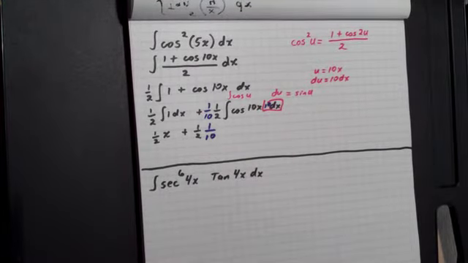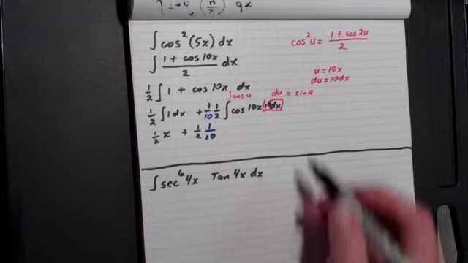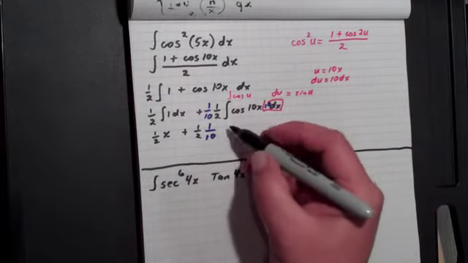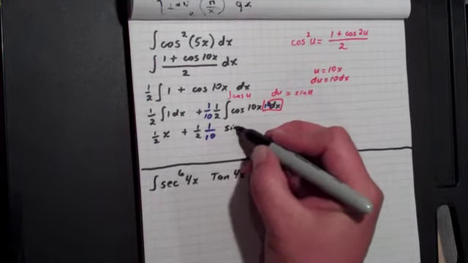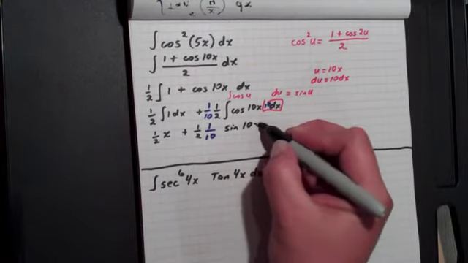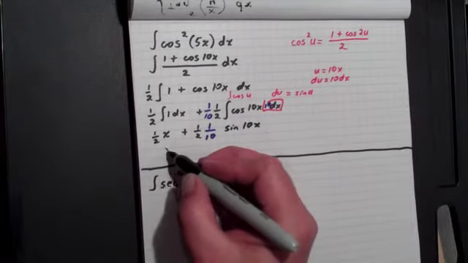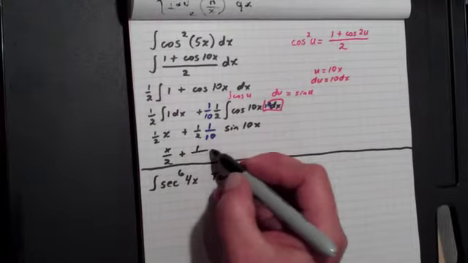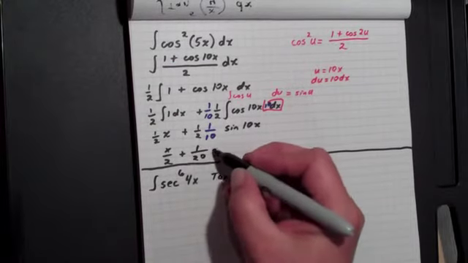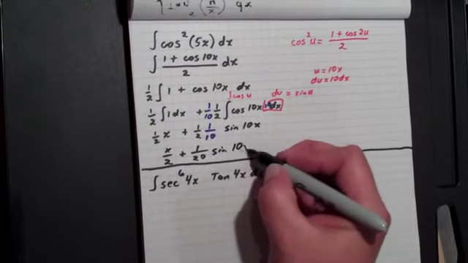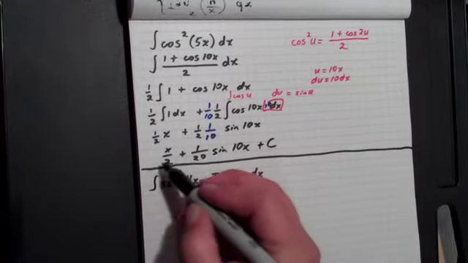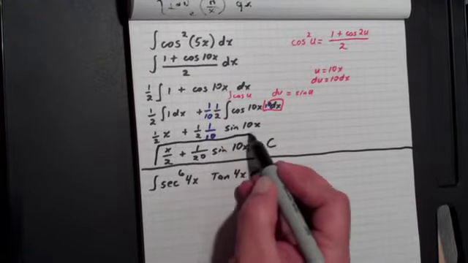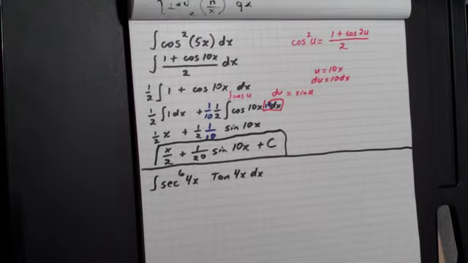Now you have the integral of cosine of u du, which will equal the sine of u. So this is going to equal the sine of u, which is 10x. So your answer is 1/2 x plus 1/20 sine of 10x plus c, because this is an indefinite integral. Now you're going to have integrals involving cosine squareds and sine squareds throughout the next few sections.